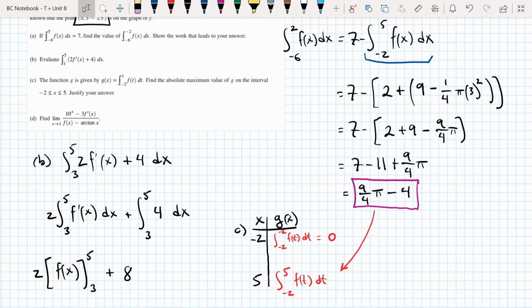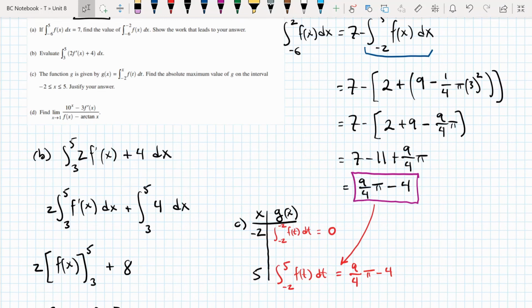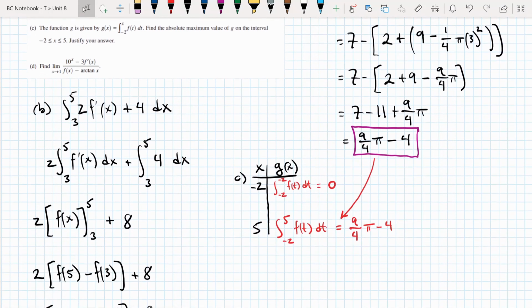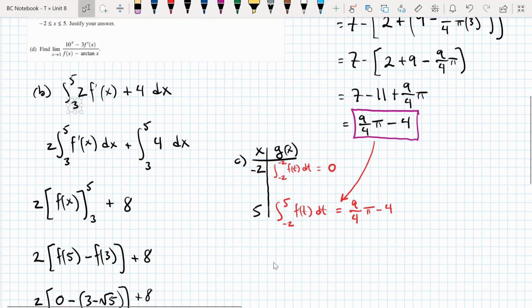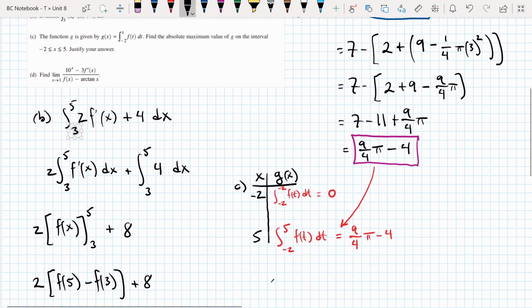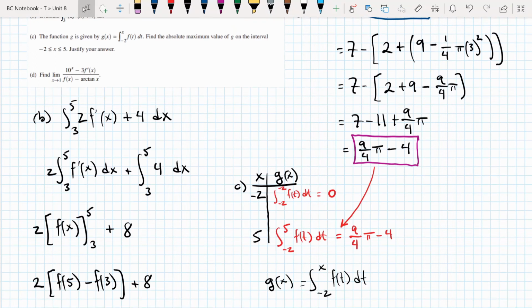Because all this work we did in letter A was actually evaluating the integral from negative 2 to 5. So this integral is 9/4 pi minus 4. Okay, and that's the value of g of x at x equals 5. The tricky part is going to come by finding the relative maximum. So here is how we define g of x. g of x is equal to the integral from negative 2 to x of f of t dt.